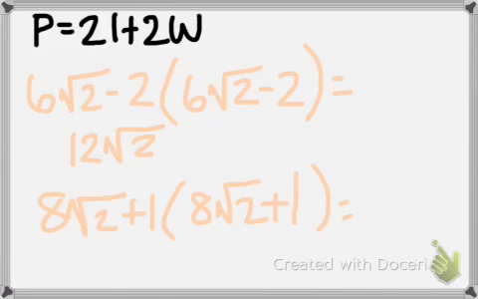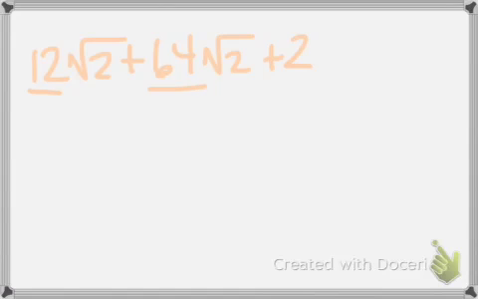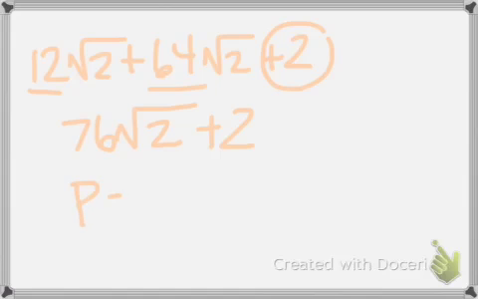That will equal 16 radical 2 plus 2. To add those together, you get 12 radical 2 plus 16 radical 2 plus 2. Then you take 12 and 16, and together that gets 28, and you keep the radical 2, and then you add the outside plus 2. The final perimeter is 28 radical 2 plus 2 inches.